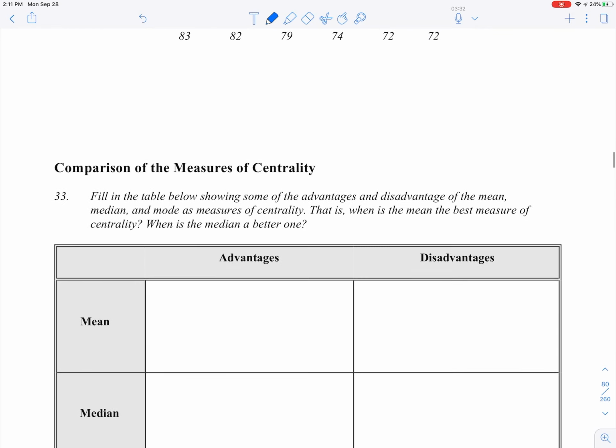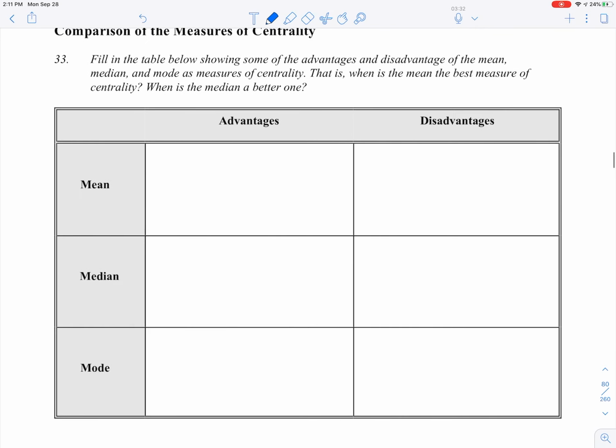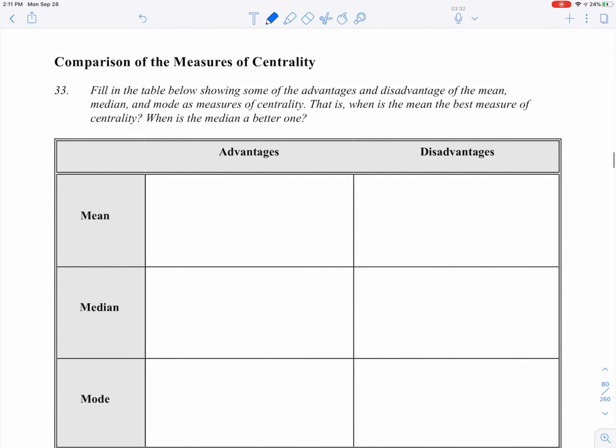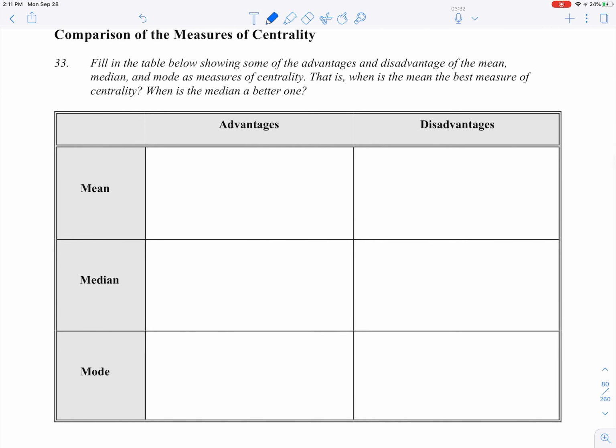And then finally, we'll take this one up in class. I'd like you to fill in the table below with advantages and disadvantages of the mean, median, and mode as measures of centrality. And then we will take that up in class. So I'm going to end the lesson here.